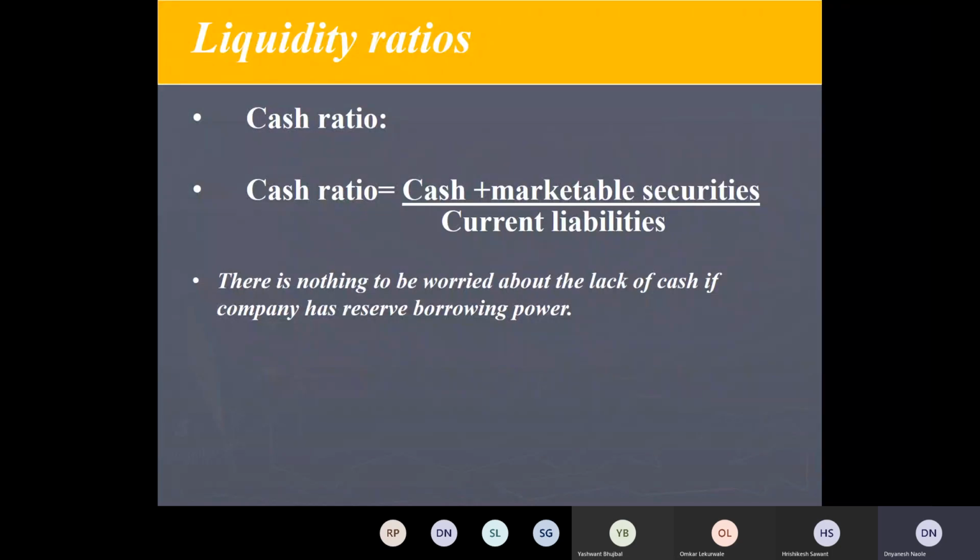Okay, debtors and inventories are not considered here, purely the cash and the marketable securities, whatever the total amount is, divided by the total current liabilities. Current liabilities, we are not making any changes in that because they do not reduce in value. You need to pay them under any circumstance. So there is nothing to be worried about the lack of cash if the company has reserve borrowing power.